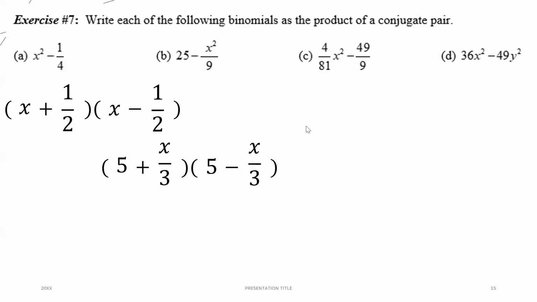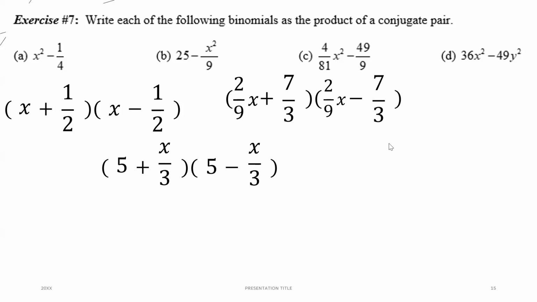Oh, that looks intimidating. Take it one step at a time. Square root of 4 is 2. Square root of 81 is 9. X squared is x, so 2/9 x. Square root of 49 is 7. Square root of 9 is 3. 36x squared minus 49y squared. Here we go. Okay, we got 6x, 6x, 7y, 7y.